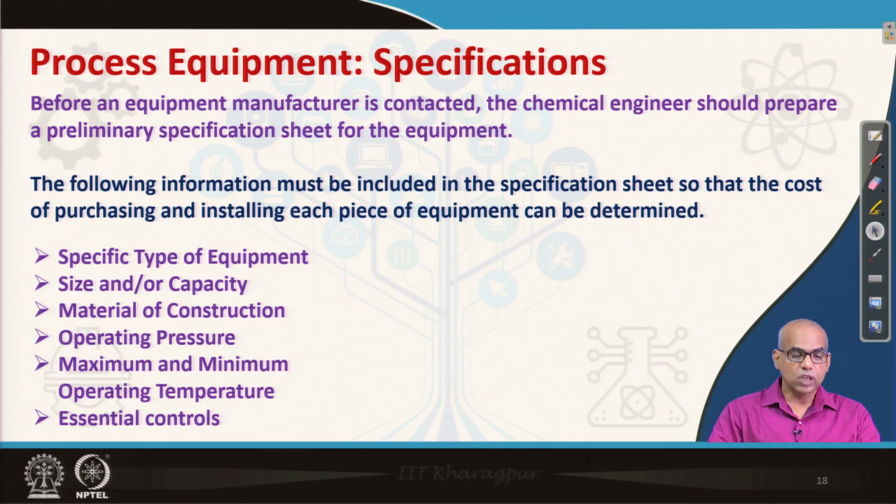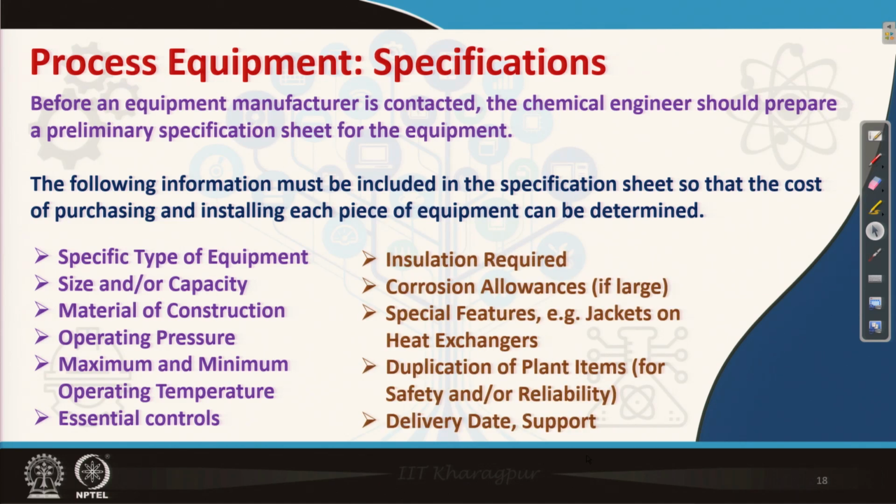Specific type of equipment, size and/or capacity, material of construction, operating pressure, maximum operating temperature when the operating temperature is above ambient, minimum operating temperature when the operating temperature is below ambient or maybe under refrigerated conditions, essential controls, insulation required, corrosion allowances if it is large, special features such as jackets on heat exchangers, duplication of plant items for safety and/or reliability, delivery date, support, etc. So, all this information must be included in the specification sheet.